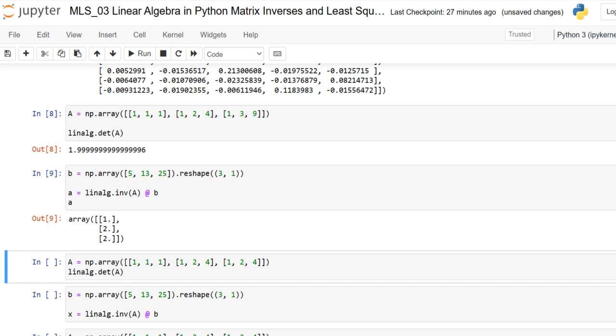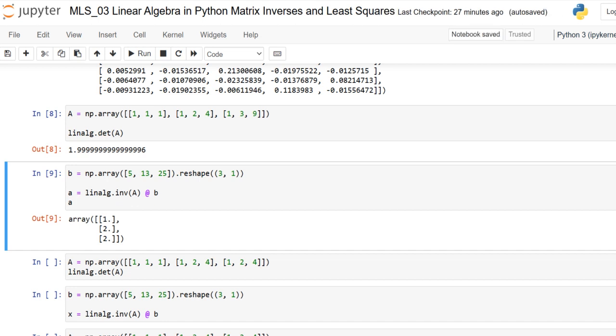In such a case, what does the resultant specify? Of course, A0 is 1, A1 is 2 and A2 is 2. This is the solution of the system.